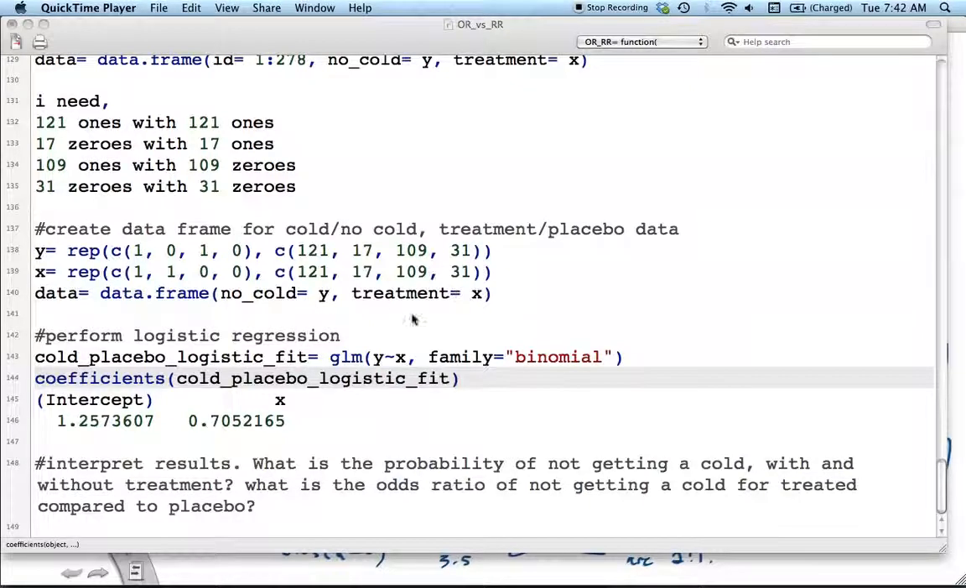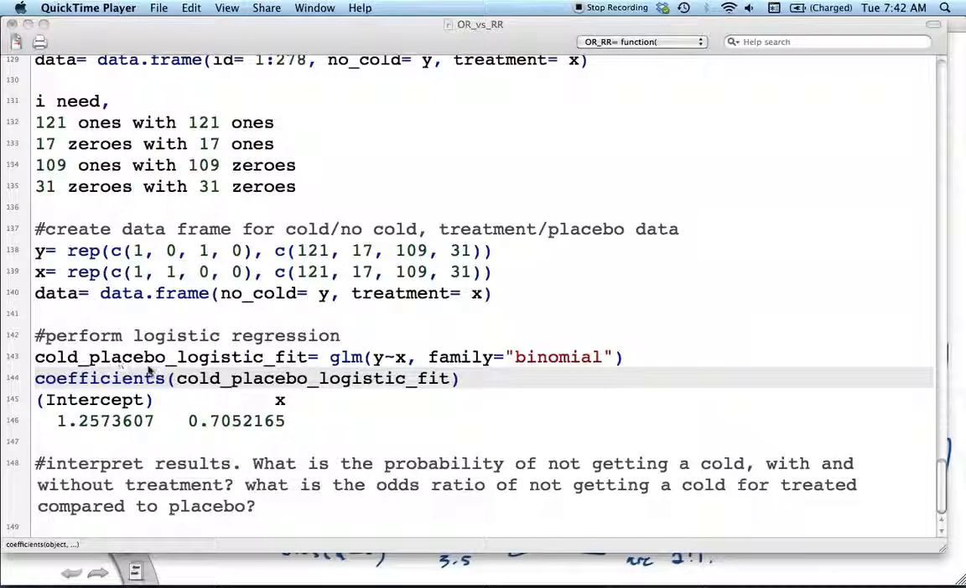Built, and this one is correct. We do our logistic regression, okay? So we call GLM y against x because we're concerned with whether or not you get the cold as a function of whether or not you got the treatment. The family is binomial. That tells it to use the logit, to use the proper link function, and to do the analysis that we have in mind.